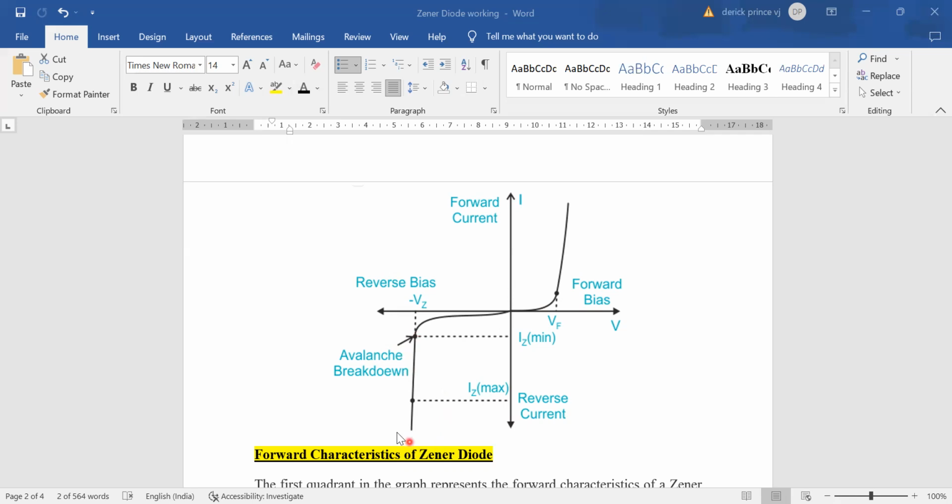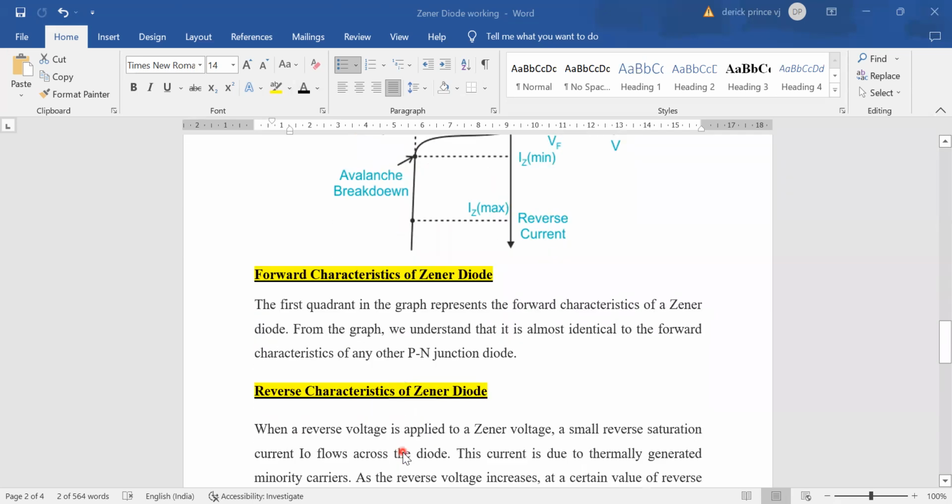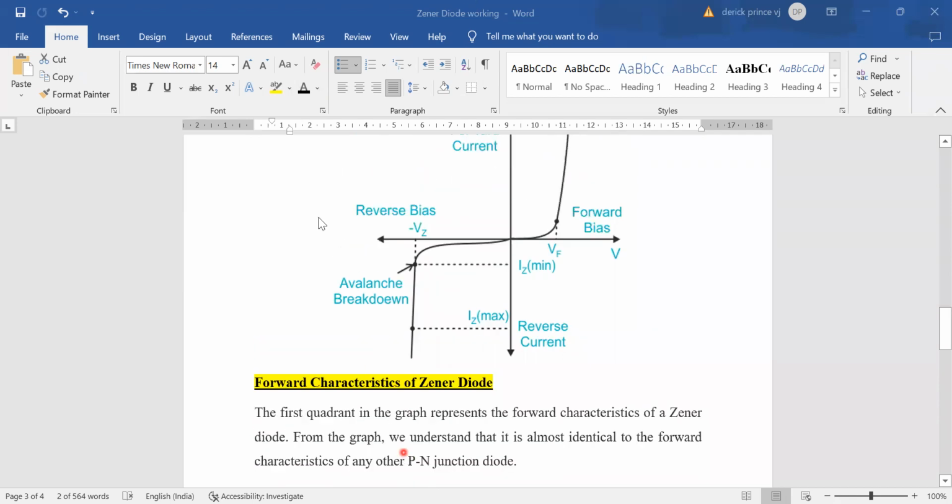But Zener breakdown is very important. The Zener voltage is very important because after that voltage only we get a constant stabilized voltage, when there is a sharp increase in the reverse current. So this is the forward characteristics of the Zener diode. The VI characteristics is explained again here.